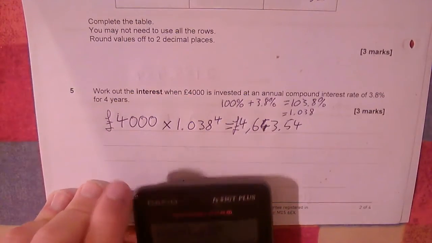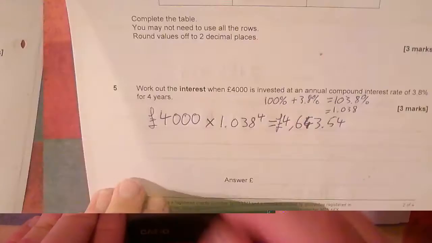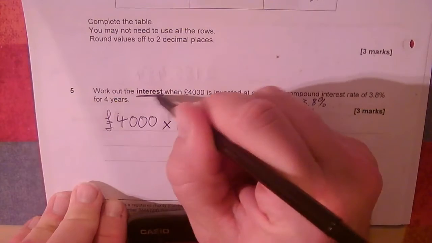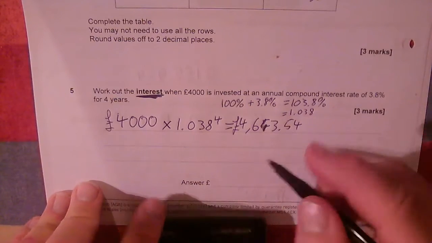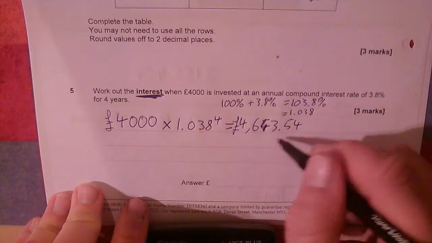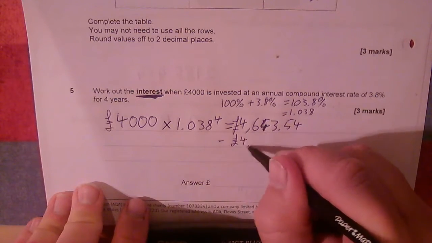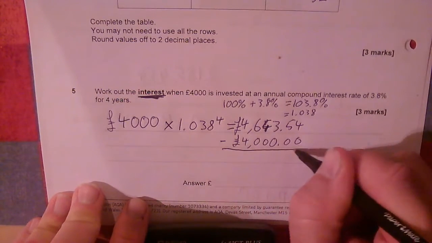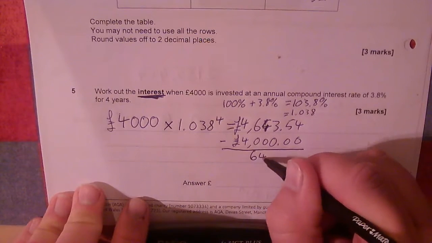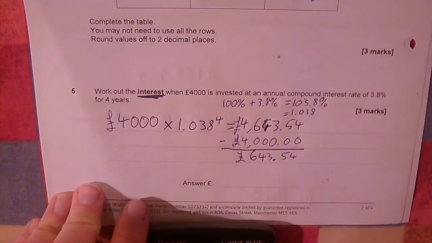So now here's the key thing where many people will lose 1 mark. The question is about the interest, not the value afterwards. So I want just the additional amount. So it's not inclusive of the initial amount that was invested. I only want the interest, so I have £643.54. And that's my answer.